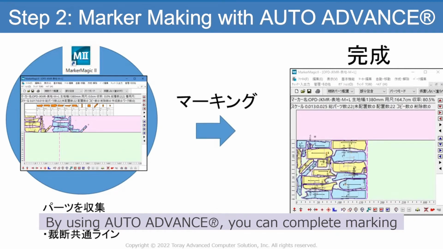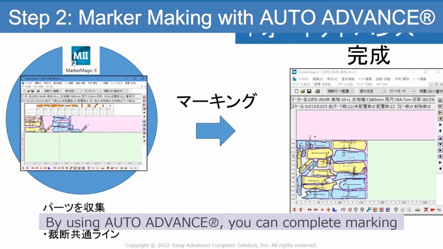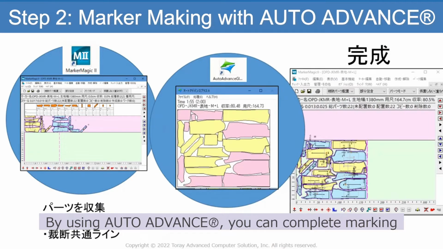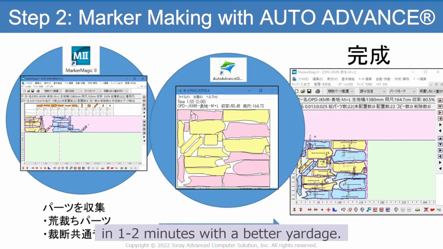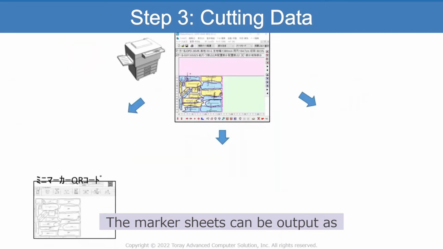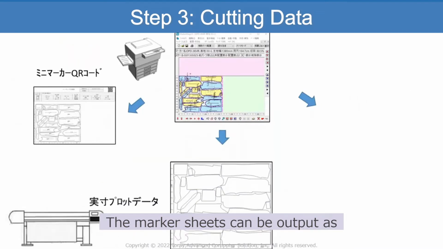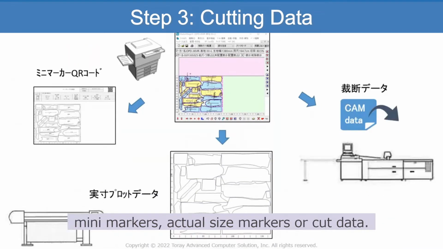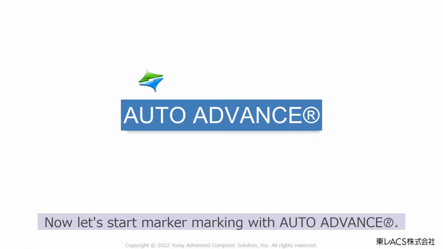By using Auto Advance, you can complete marking in 1 to 2 minutes with a better yardage. The marker sheets can be output as mini markers, actual size markers or cut data. Now let's start marker marking with Auto Advance.